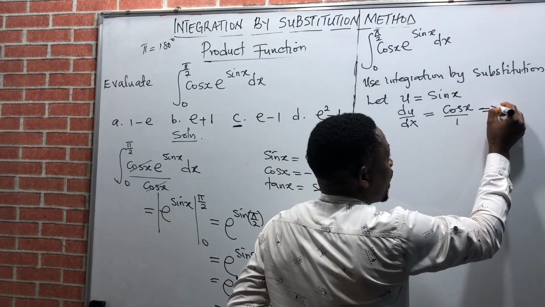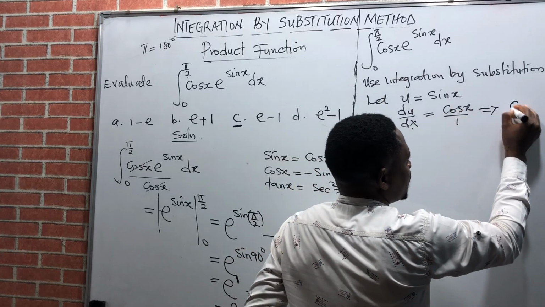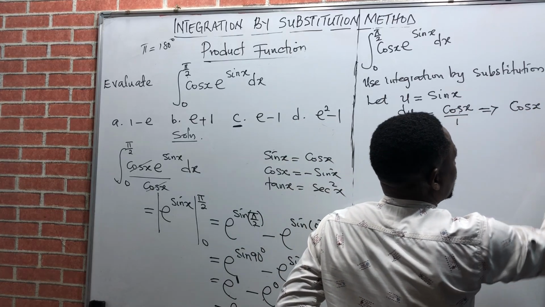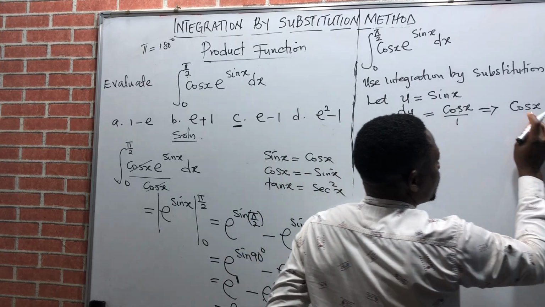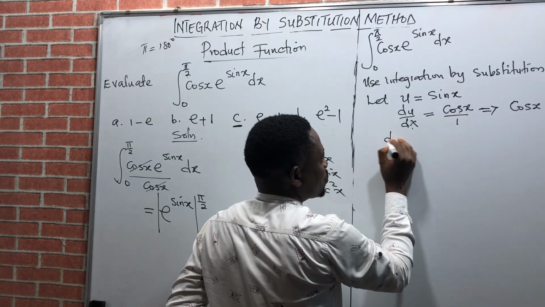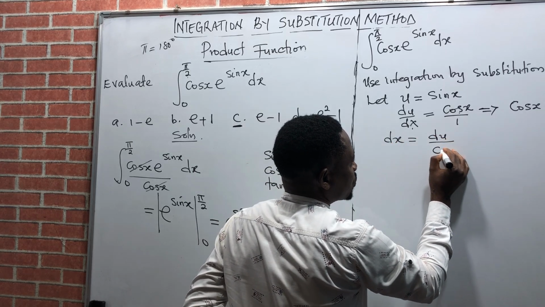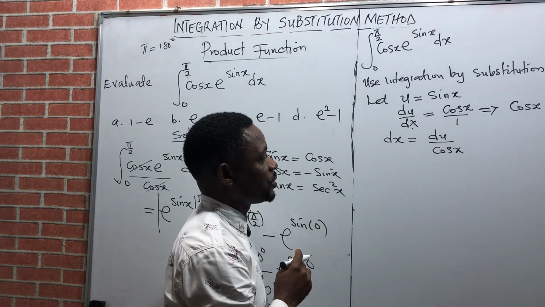Then call this over 1 and make dx the subject of the formula. Now this implies that cos x times dx is equal to du times 1, which will give you du. Freely, I can make dx the subject of the formula. So dx is now du over cos x. Can you see it is very simple?